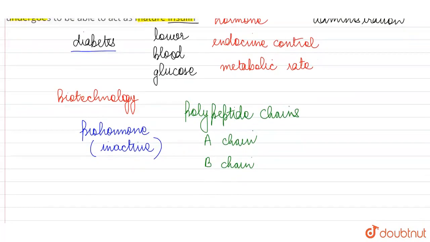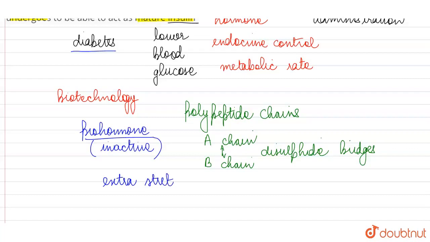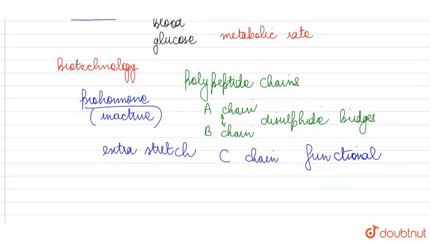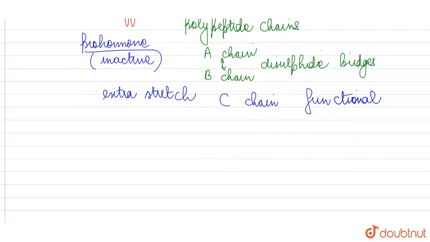And in the functional insulin hormone, both of these chains are linked together by some disulfide bonds or disulfide bridges. But what happens here is that when the prohormone is formed, it contains an extra chain or an extra stretch called the C chain, which prevents it from being fully functional. So the main challenge that we faced while producing insulin in the laboratory by recombinant DNA procedures was how to remove this C chain and how to assemble our insulin hormone into mature form.